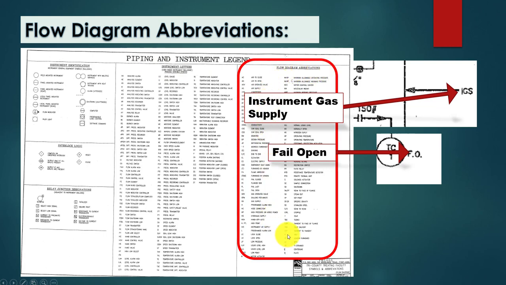On the same sheet that we have instrumentation information, we have flow diagram abbreviations. These are the abbreviations that are going to be in different areas of our P&IDs, but they are not included inside these instrument bubbles. And so things like this, IGS here, if you look for it in this side of the sheet, it says instrument gas supply. Here's another one, FO, that says fail open, and that information will be seen here. Also, any information that is included in the description of each one of the equipment listings, you will find that information here as well.